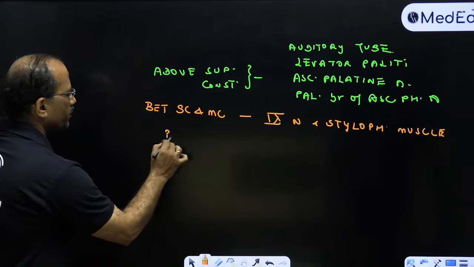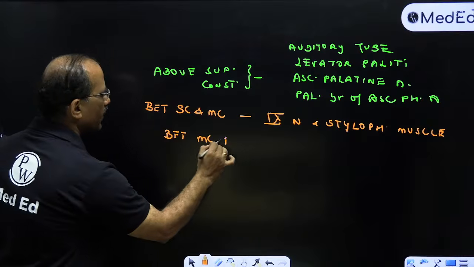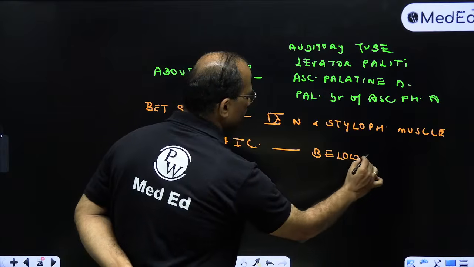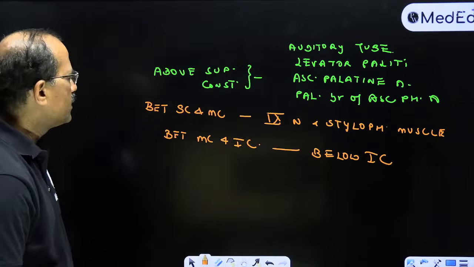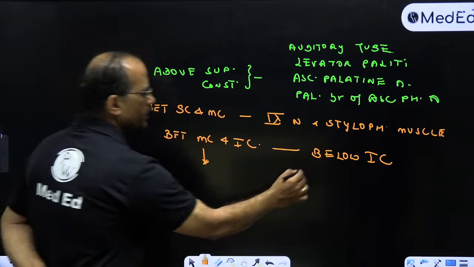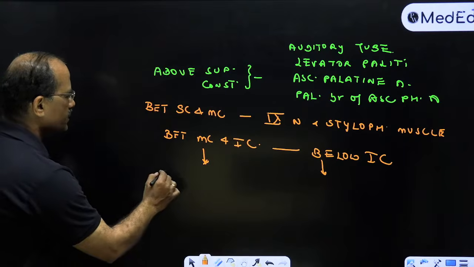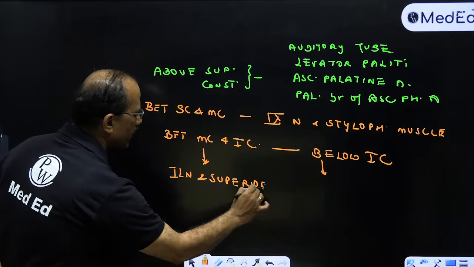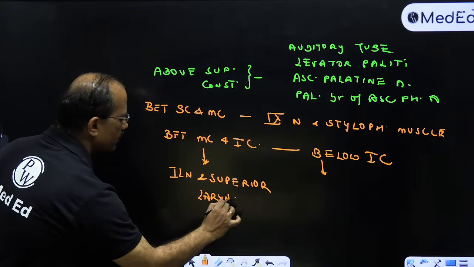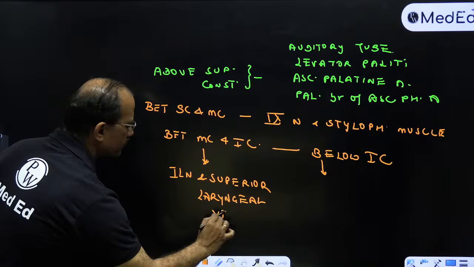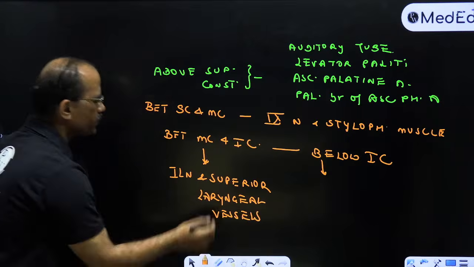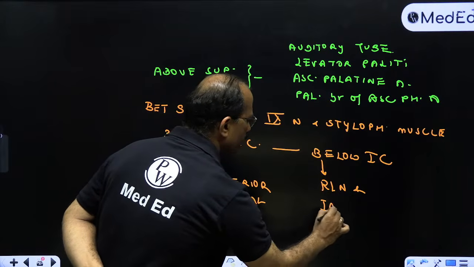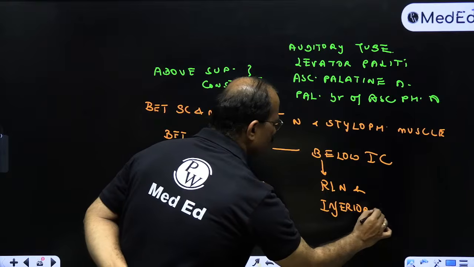Okay, then between the middle constrictor and inferior constrictor, and the last one is below the inferior constrictor. So between the middle and inferior constrictor क्या जाता है and below the inferior constrictor क्या जाता है? This is internal laryngeal nerve and superior laryngeal vessels. Below the inferior constrictor goes the recurrent laryngeal nerve and inferior laryngeal vessels.